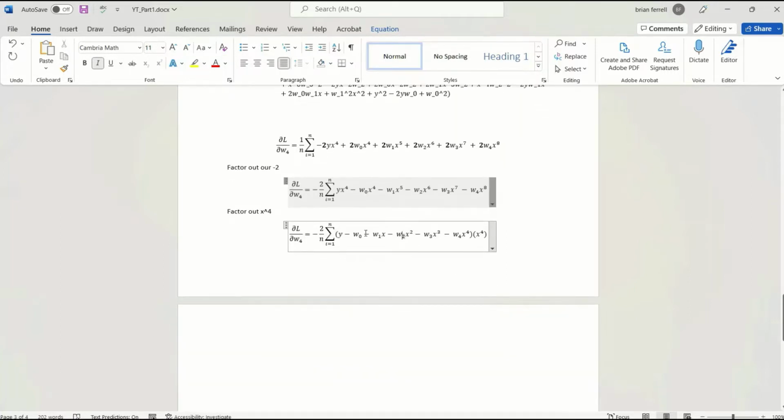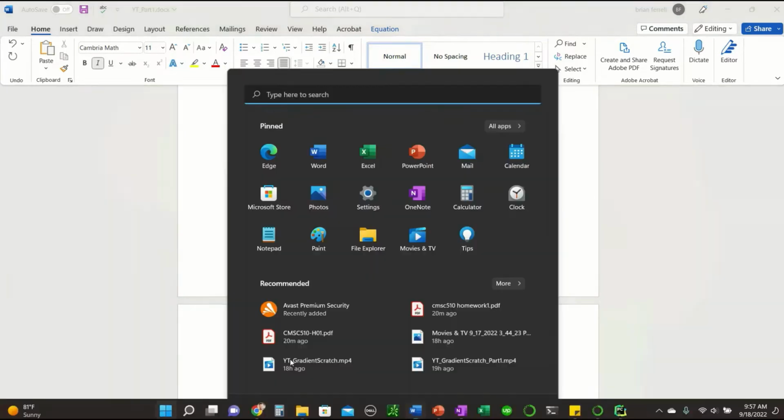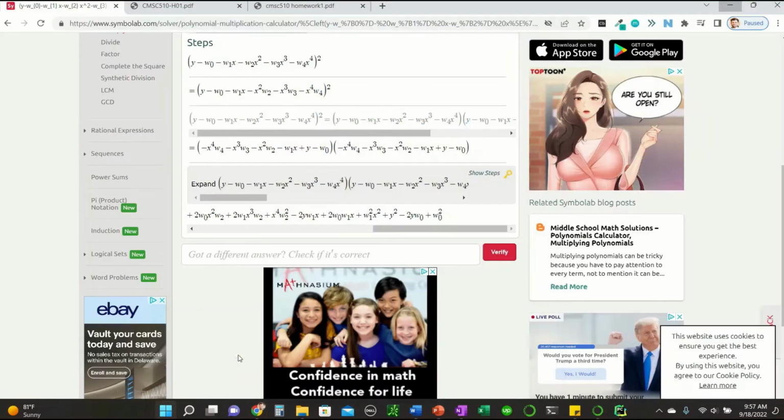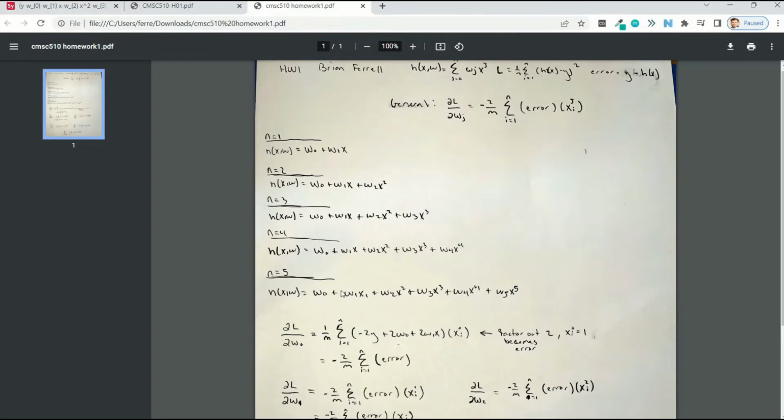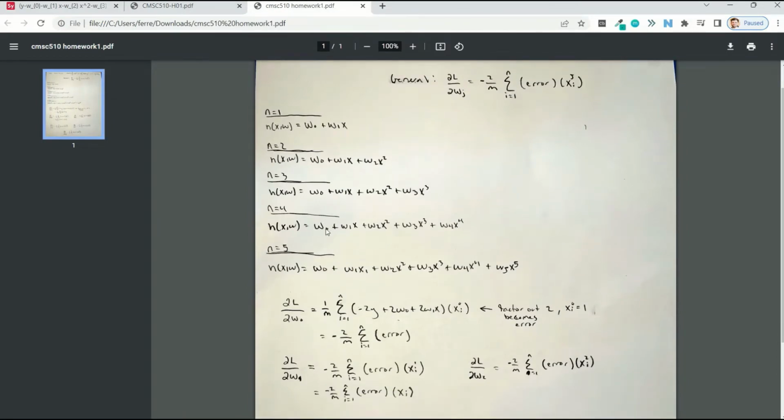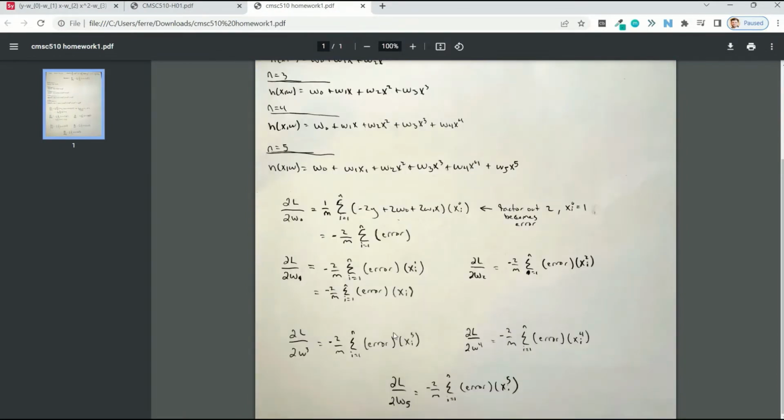Okay, so we pretty much did it. I'll show the PDF again. So if n is equal to 4, right here, minus 2m times the summation of our error times x to the power of 4. So yeah, we did it.